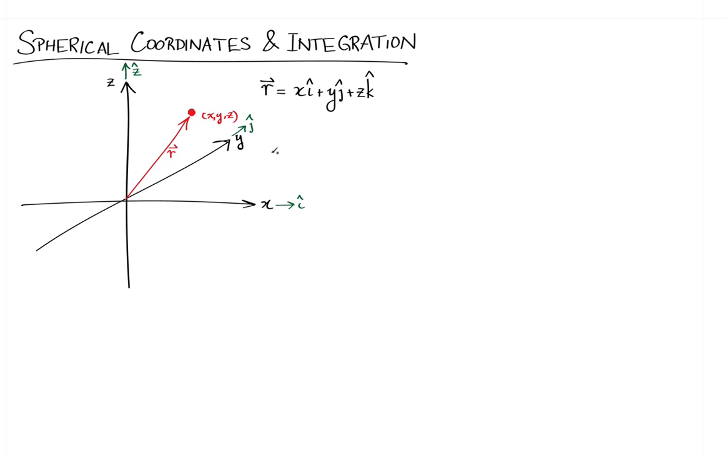So basically, to define this position vector, I multiply x, which is a scalar, times i hat, which is the unit vector that gives it the actual direction, and then plus y j hat plus z k hat.